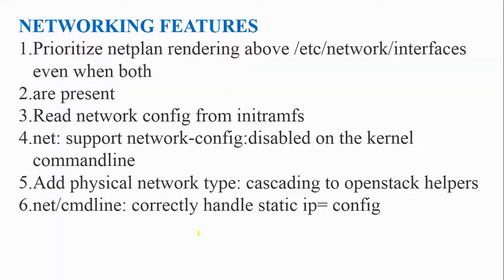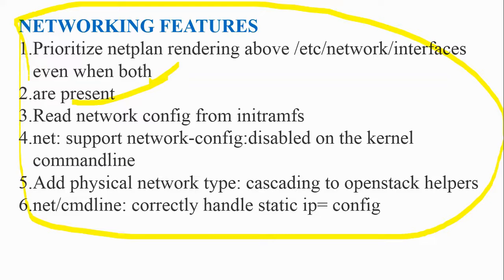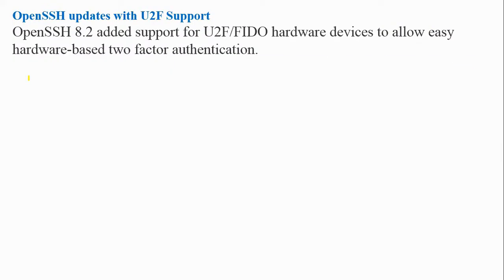Apart from this, networking features like prioritize netplan rendering above /etc/network/interfaces even when both are present, read network configuration from initramfs, support network configuration disabled on the kernel command line, and add physical network type. So I will be showing you all those things in the server configuration part in coming up videos in detail.